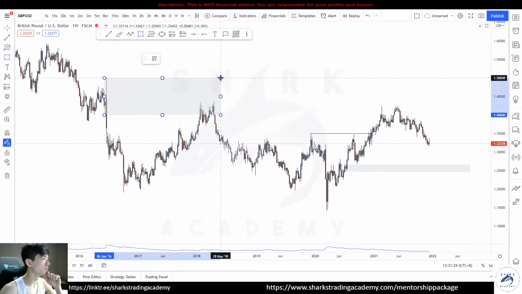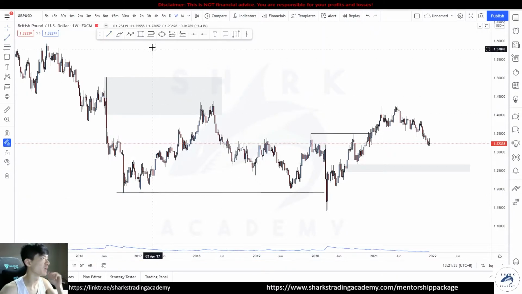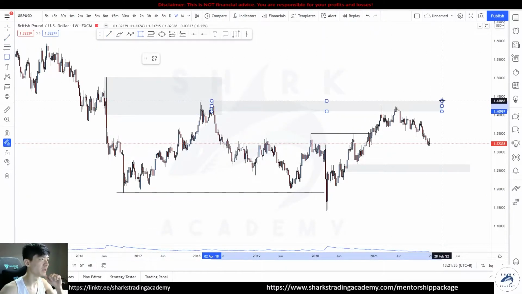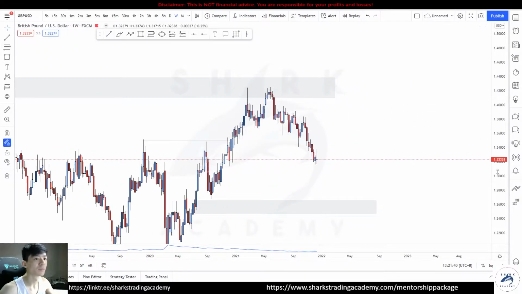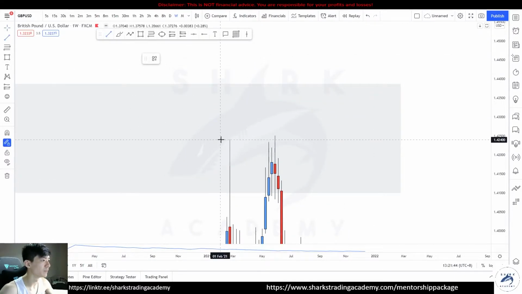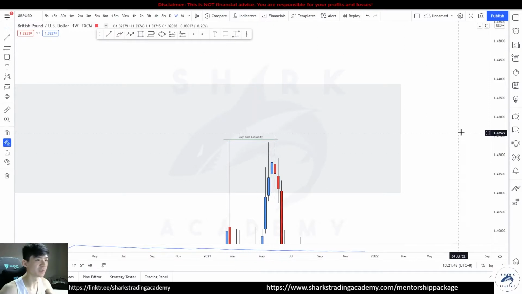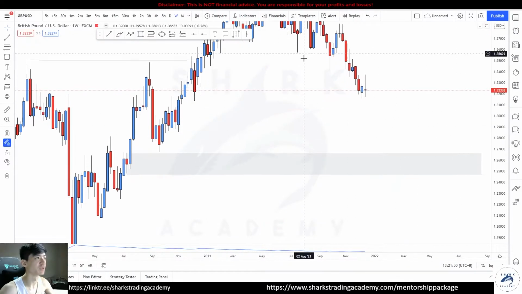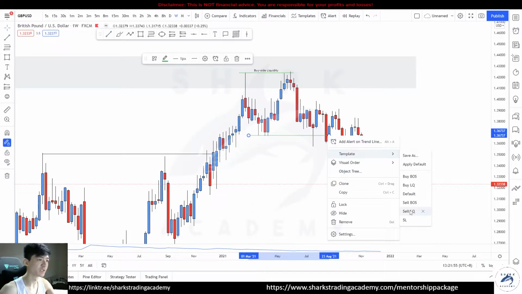there is a supply zone that broke structure. And now price came back to tap into another supply zone here. And then again, broke structure, right, towards this area. So let's take a look at this. This is a liquidity grab, right? So this is the buy side liquidity, price grabs and breaks structure. Where is the break of structure then?